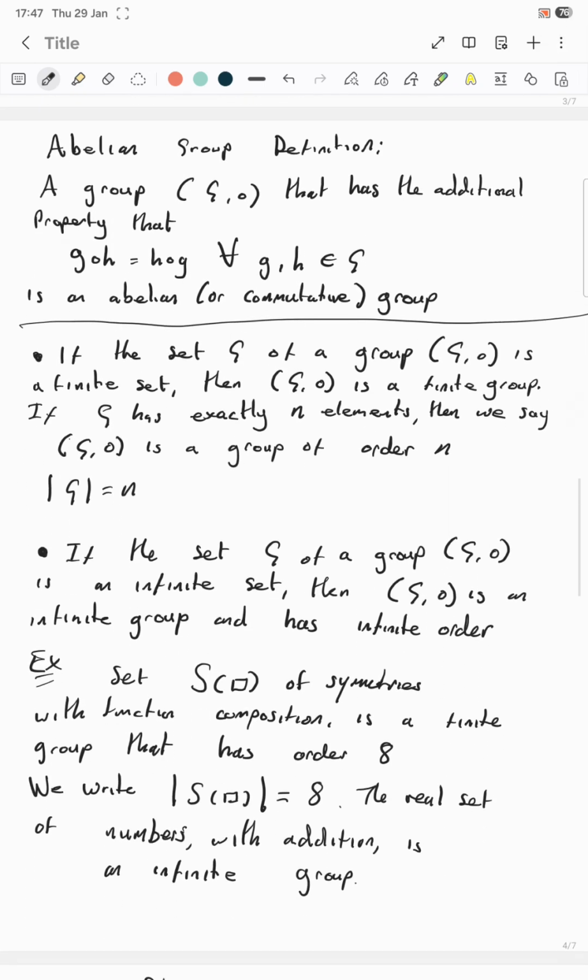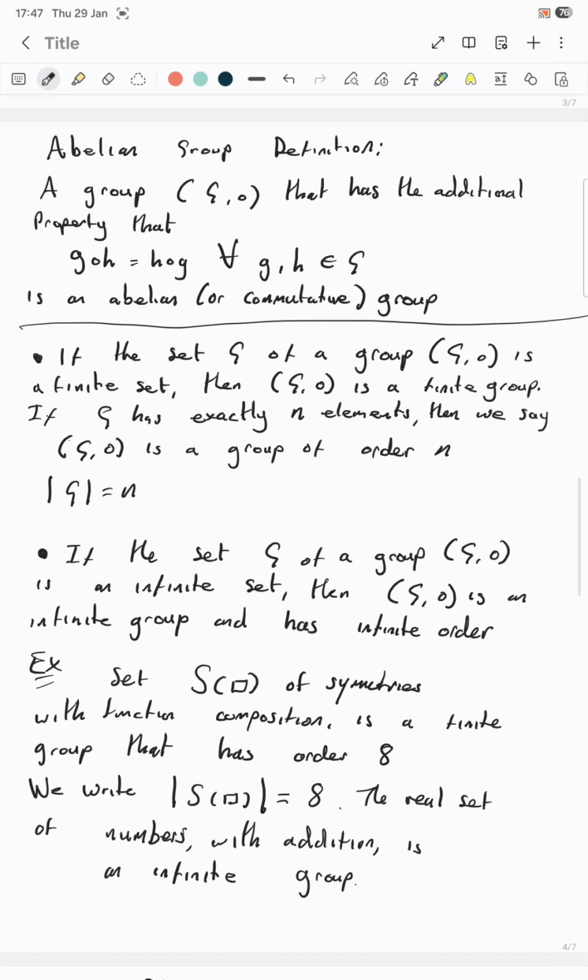Now abelian group, this is a definition of abelian. A group G under composition, I should probably say that, that has the additional property that G composite H equals H composite G for all G, H contained in G is an abelian or commutative group. So this is the definition of an abelian group.